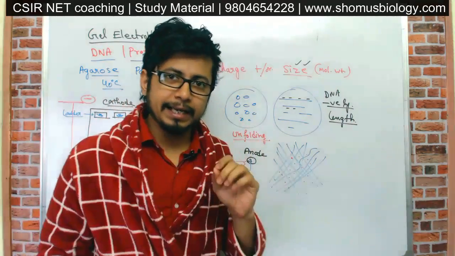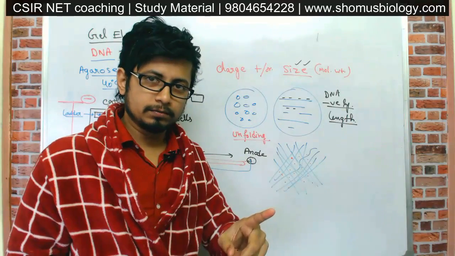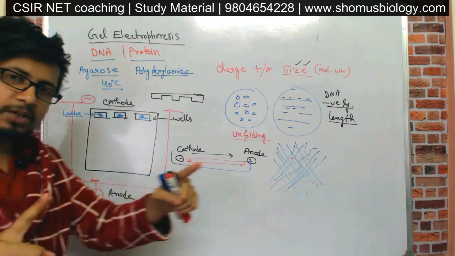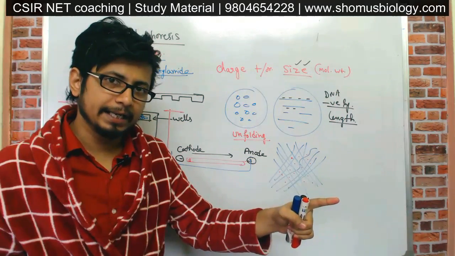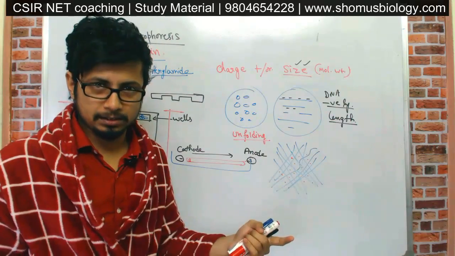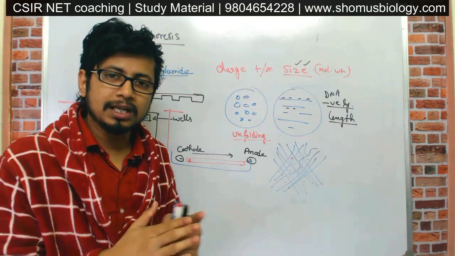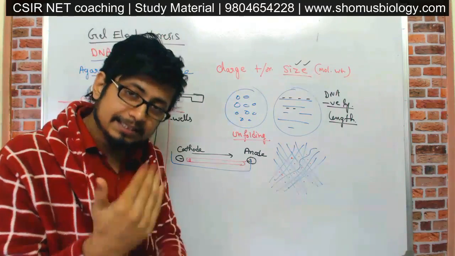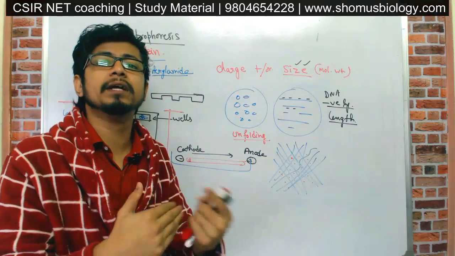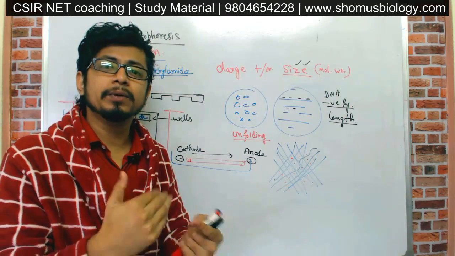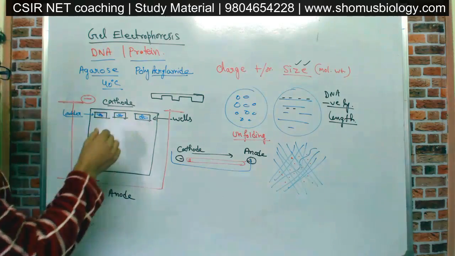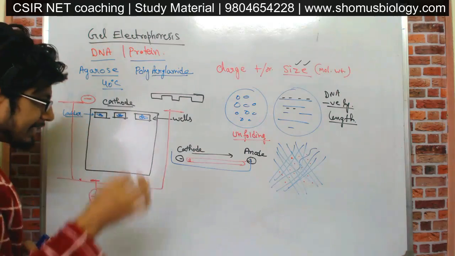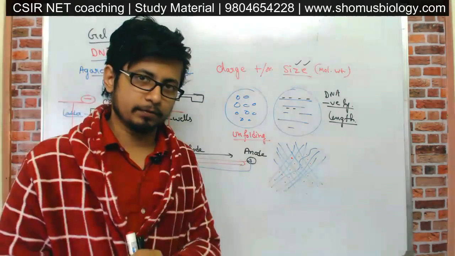The smaller DNA can easily move through the pores, so they will reach the end faster. But the large, longer DNA cannot move through the pores quite easily, so they will move slowly. The large DNA moves slowly, the small DNA moves fast. As a result of this differential ability of movement, we can easily find their differential position in the agarose gel plate. That is the main principle behind agarose gel electrophoresis.